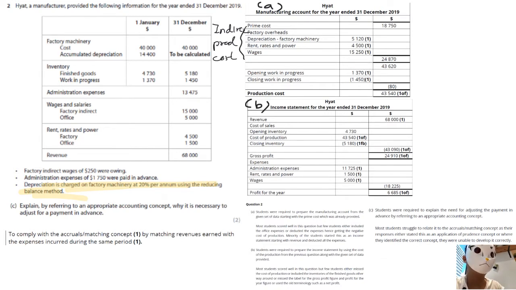So let's do this. In the reducing balance method, we will make use of these. The answer will be 40,000 minus 14,400 to get the net value, times 20%. Then you will have 5,120. So this is the depreciation expense.